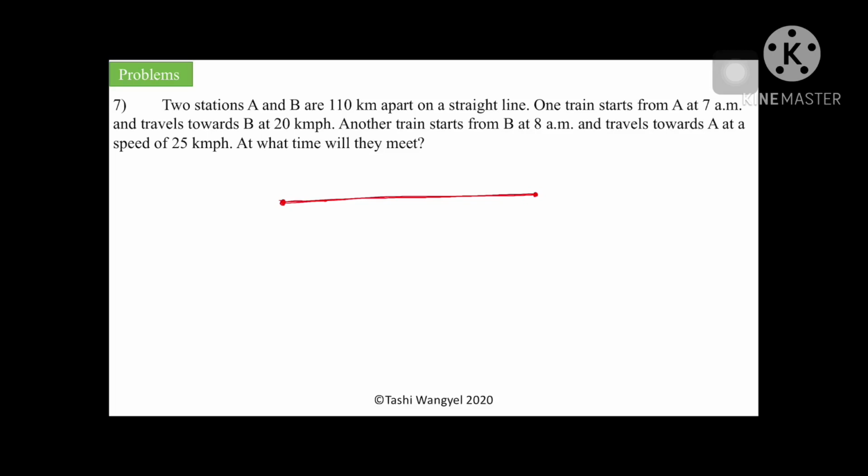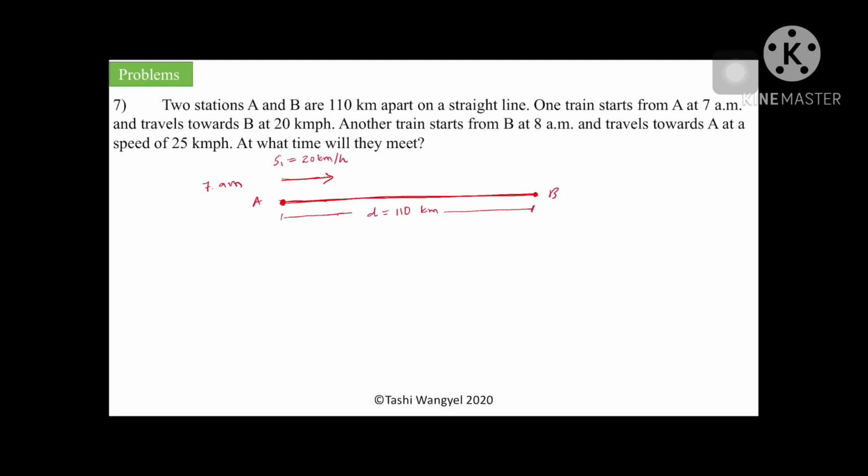Two stations, station A and station B, are 110 kilometers apart, so the total distance is 110 km. One train starts from A at 7 a.m. and travels towards B at 20 km per hour. The speed S1 is 20 km per hour.